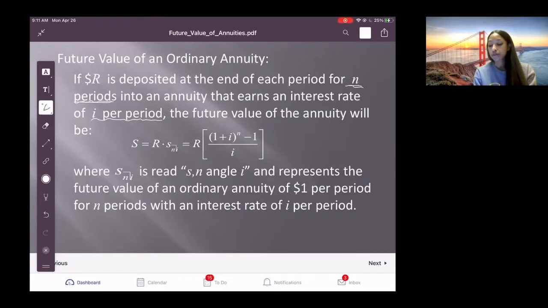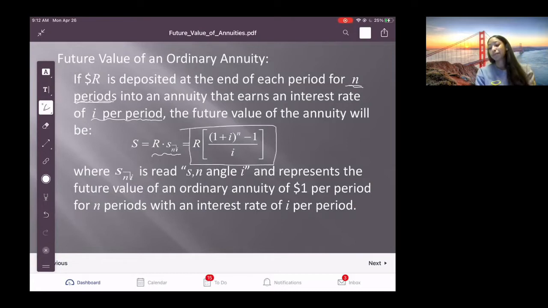The future value of the annuity can be found by, this is read S equals R times S sub n angle I. I don't usually use this notation, so you don't have to really know it. You'll see it though in print if you ever study this again. So I'll go through the definition of what that is, but we don't actually use it. This is what you'll need.